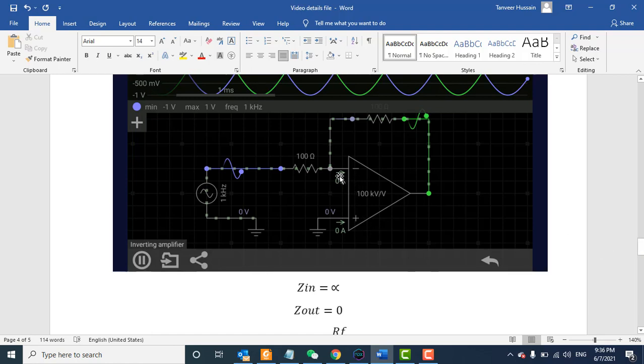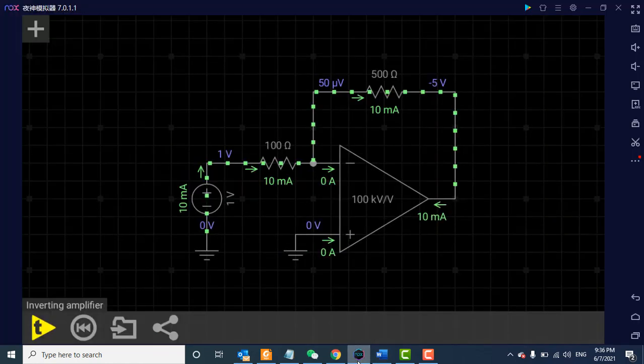The important parameter we need to remember about the op-amp amplifier is that the input impedance is infinity for an ideal amplifier and the output impedance is 0. So this is the structure of the inverting amplifier. Let me go to the simulation side. Here you can see this is the structure, how we add the resistors with the inverting amplifier. You can see like this.